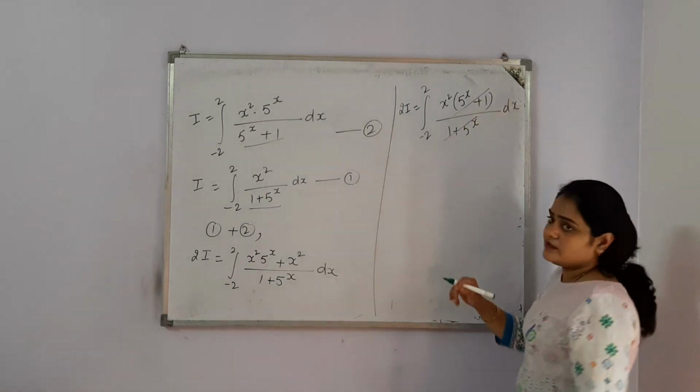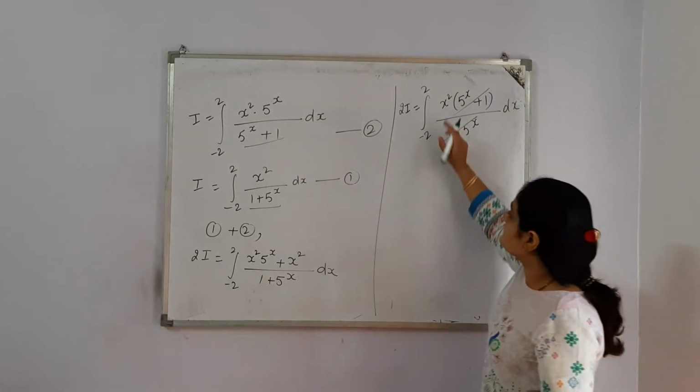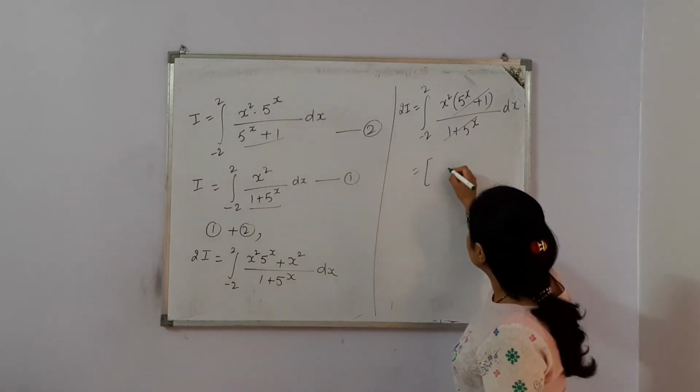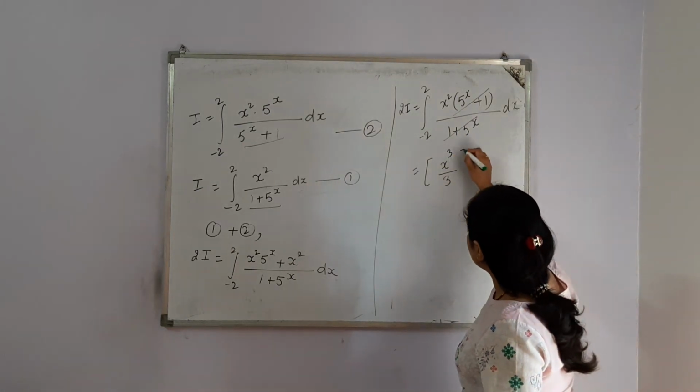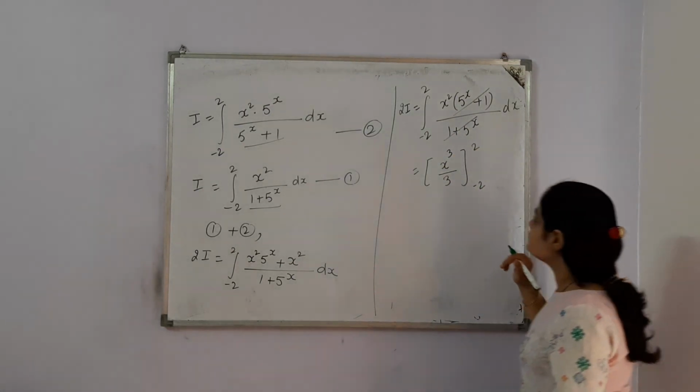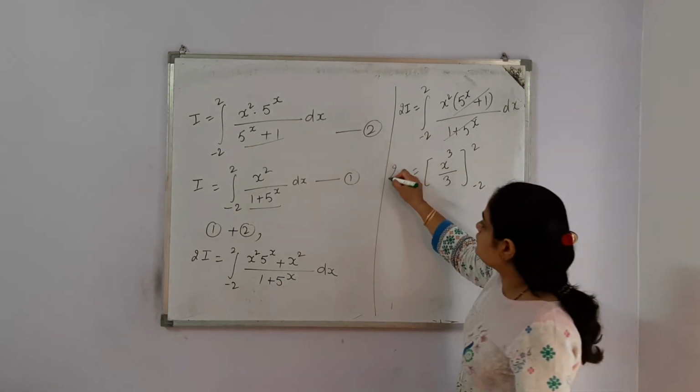The same terms we can cancel it out, and now we have x square inside integration, and x square's integration is x raised to power 3 by 3, and the limits are minus 2 to 2. And this is equals to 2i.